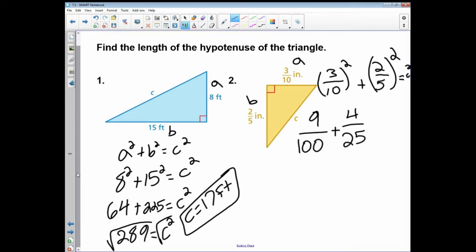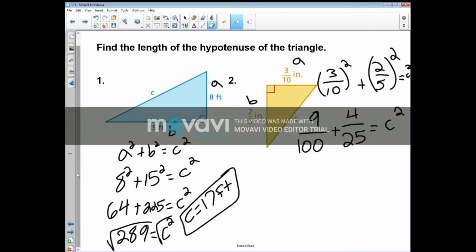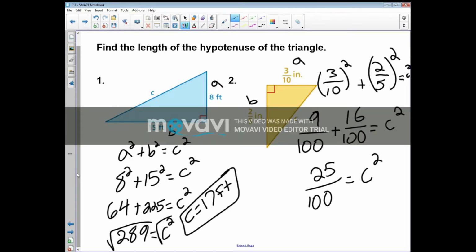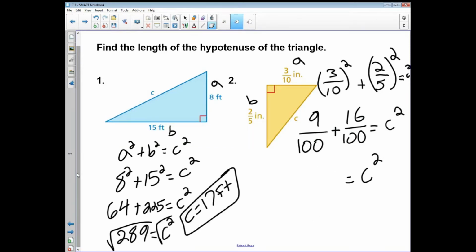Now we have fractions, so we need a common denominator. Common denominator that we can use, well, we have 125, so we can change this fraction. Since it was over 25, we multiply 25 by 4, so then we multiply the top by 4 and get 16. So we have 9 plus 16, as we add the numerators, over 100 equals c squared. But as you guys know, we can simplify that too, right? That simplifies all the way down to 1/4, because if you have 25 cents out of $1, you have 1/4. So it'd be 1/4 of $1, and we could rewrite that fraction here, which we'll do. So that ends up equaling 1/4.